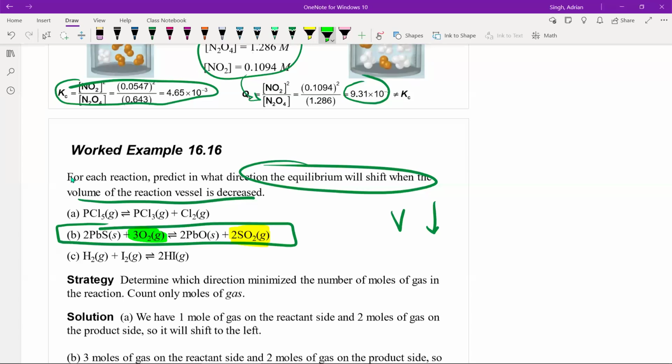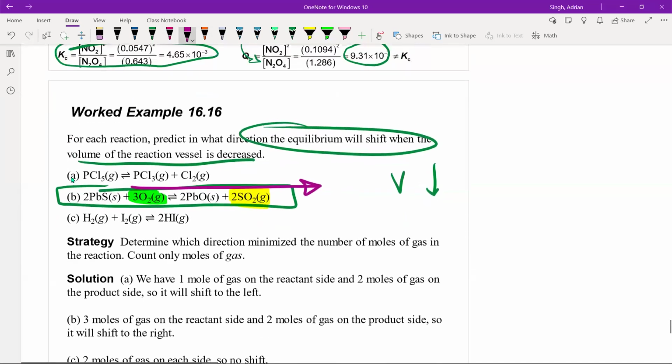So we have fewer moles of gas on the right side, and we decrease the volume. The equilibrium shifts to the side with the fewer moles of gas, so equilibrium is going to shift to the right side, or the product side.